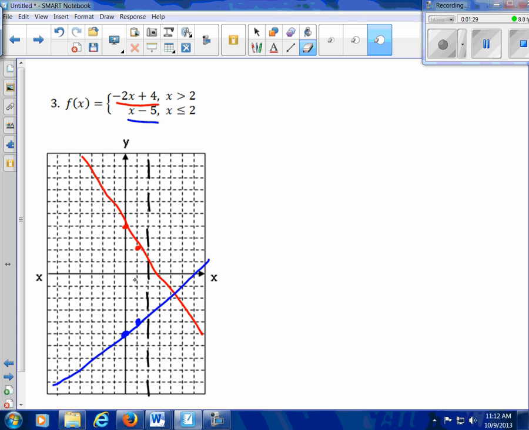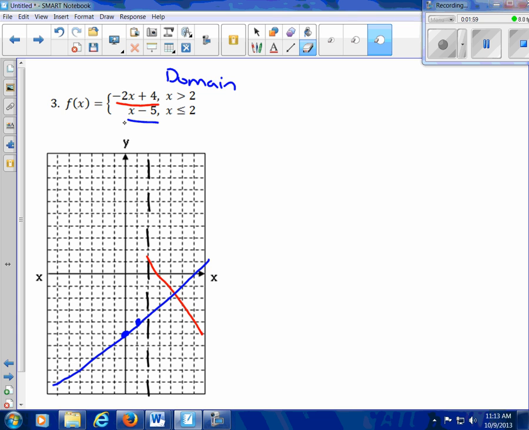So now that I know how both lines should look on my graph, I have to look at my domain. My domain tells me which line to use. So when x is greater than 2, all my x's to the right of 2 are going to be the red line. So what I need to do is get rid of the line on the left-hand side of 2, because that line can only happen when x is greater than 2.